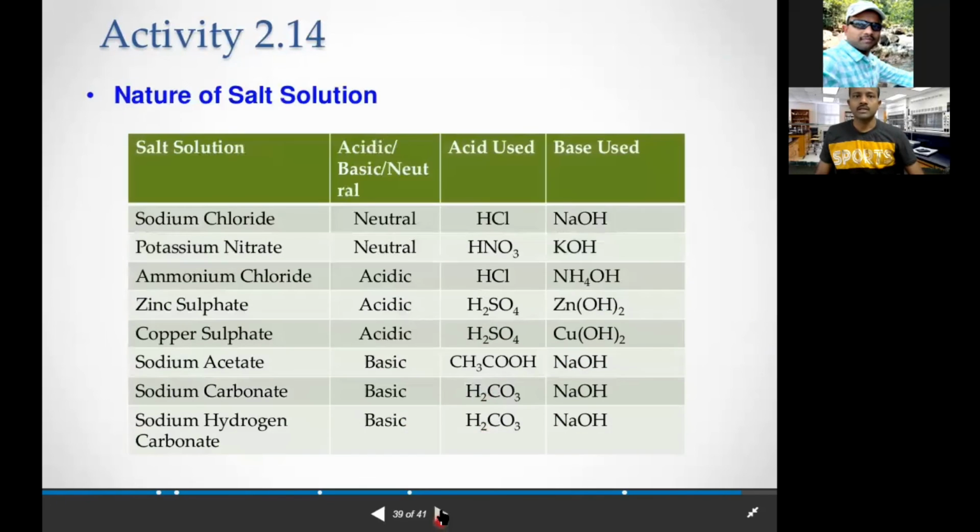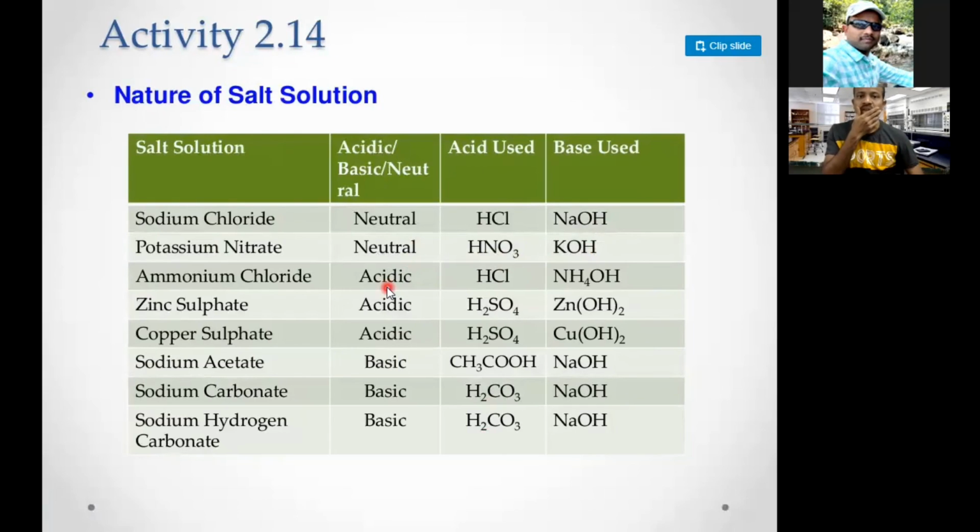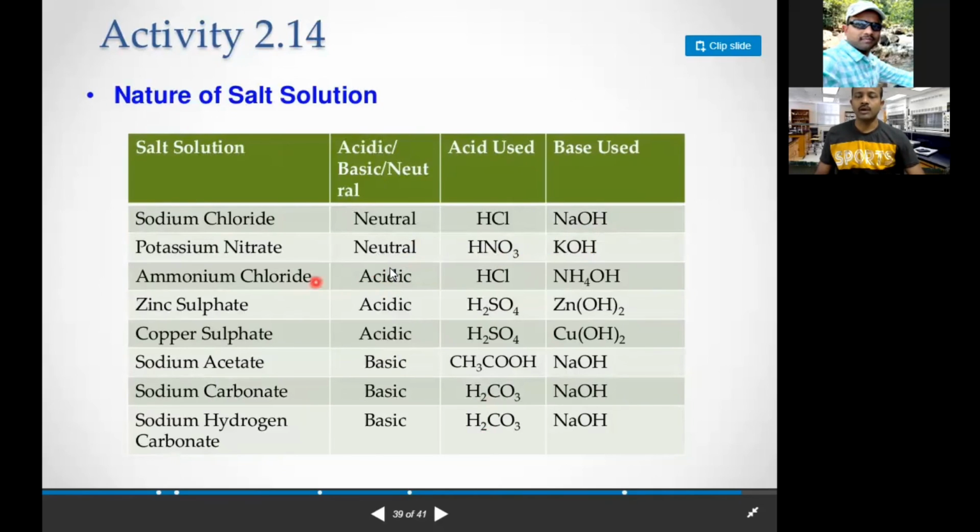Okay. Next, nature of salt solution. Sodium chloride is a neutral salt. Why? Because it is formed from a strong acid and strong base. Potassium nitrate is also a neutral salt. Why? Because it is formed from the strong acid HNO3 and strong base KOH. Ammonium chloride is acidic in medium. Why? Because ammonium chloride is formed from the strong acid HCl and weak base ammonium hydroxide. So here which one is strong? HCl is strong. So ammonium chloride is acidic in nature.